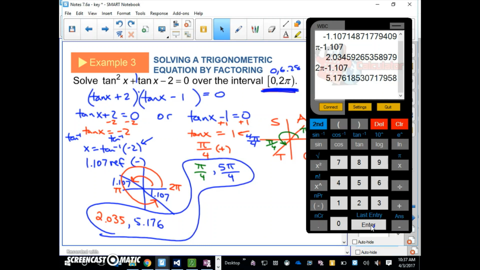We have 4 answers. And I don't know about you, but I'd much rather deal with the ones that have that pi over 4 in them than the ones with the decimals. The decimals kind of play with our brains and make it look kind of difficult. But you could have decimals, you could have pi over 4 stuff. As long as you're in radians, that's it.